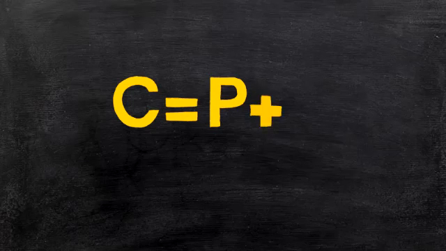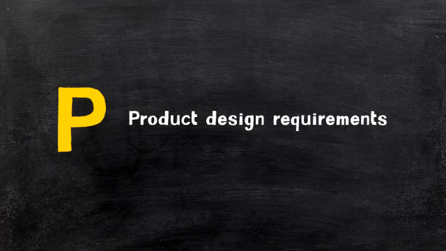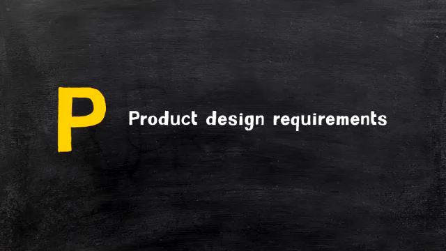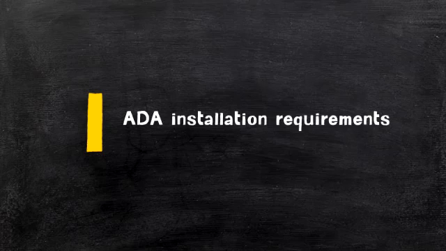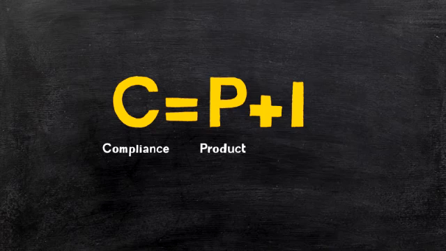Think of compliance as a basic equation. C, compliance, equals P plus I. P represents the product and the design-specific requirements set forth by the ADA. I represents the ADA's installation requirements. All P and I requirements need to be met in order for your lift installation to be ADA compliant.